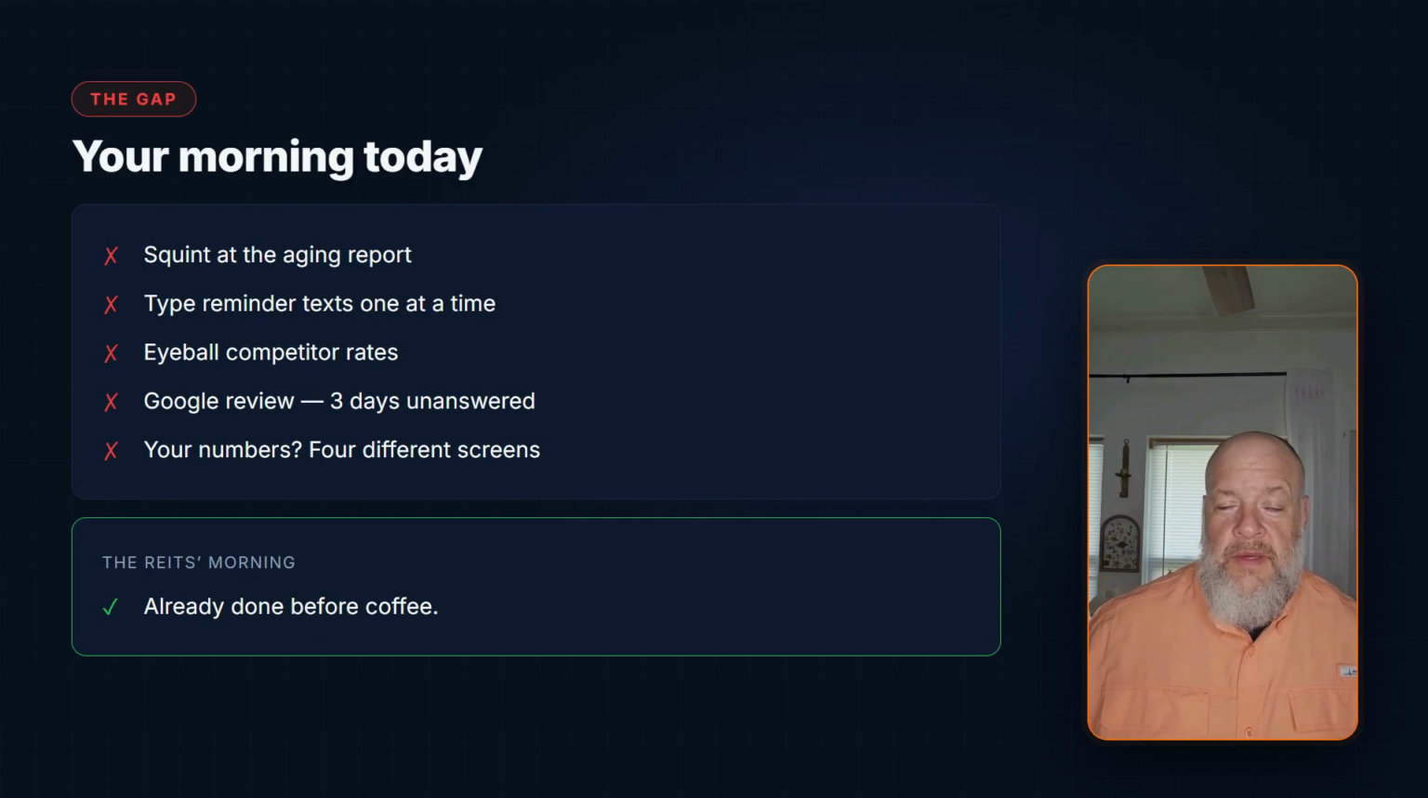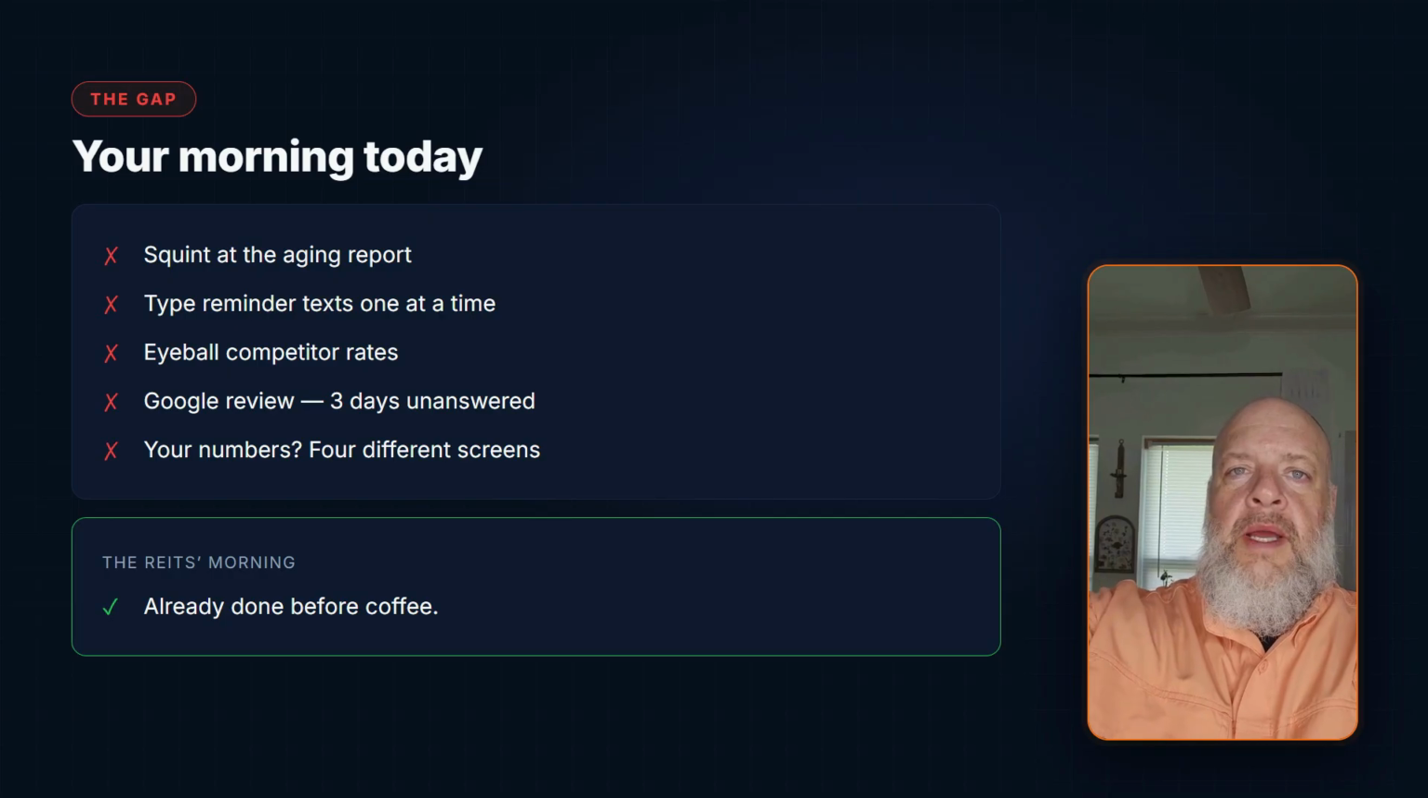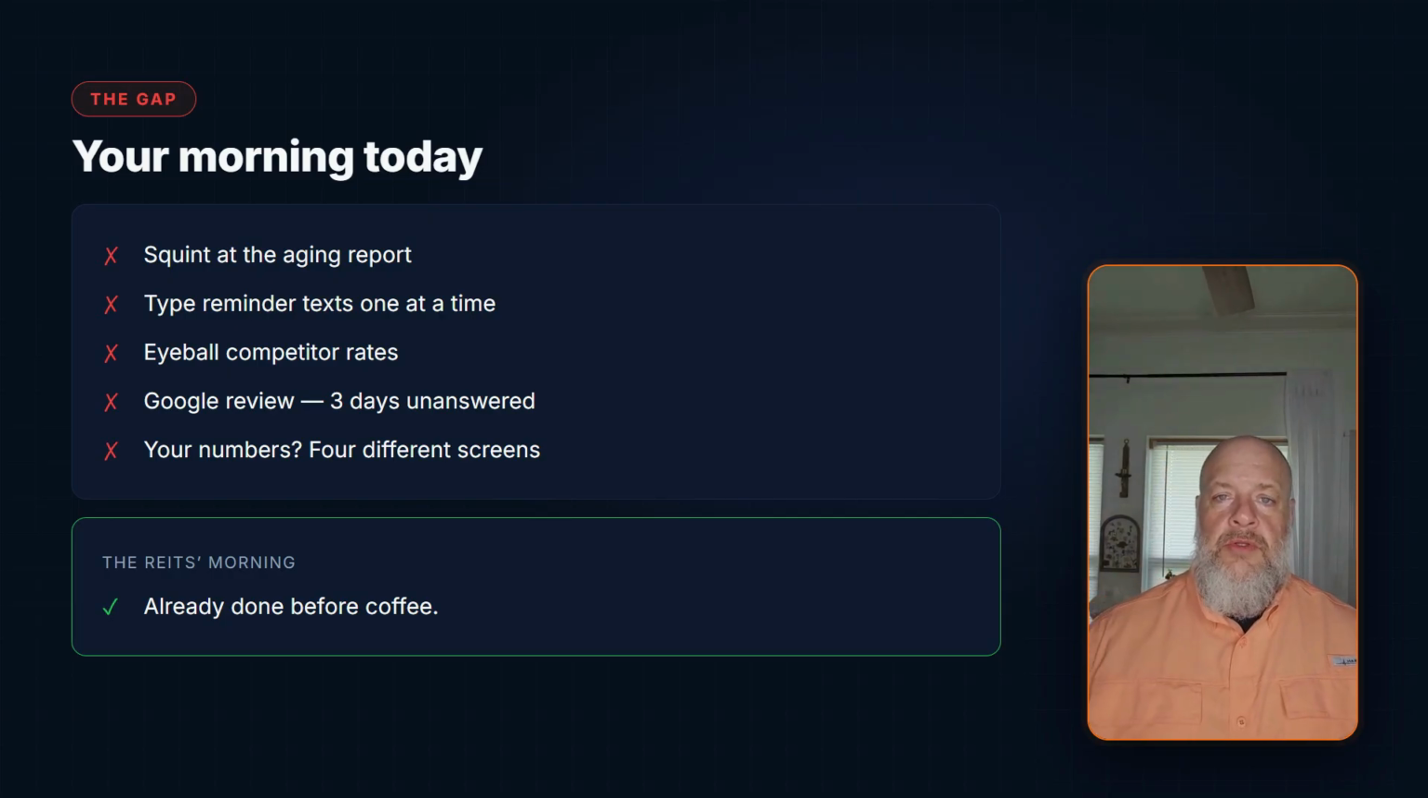So here's the day most operators are living. You log into your FMS and squint at the aging report. You copy past due tenants into a notepad and start typing reminder texts one at a time. Then you check occupancy, maybe eyeball a competitor's website for rates, and then a Google review came in 3 days ago that nobody's answered. And then at the end of the day, if you're honest, you couldn't tell me your economic occupancy or your delinquency number without opening 4 different screens. Meanwhile, the REITs have internal AI doing all of that before their managers finish their first coffee. That's the gap. And the tools to close it are sitting there free or $20 a month.